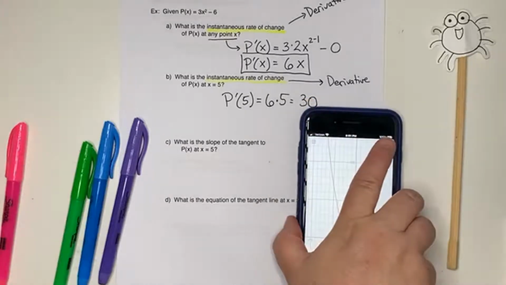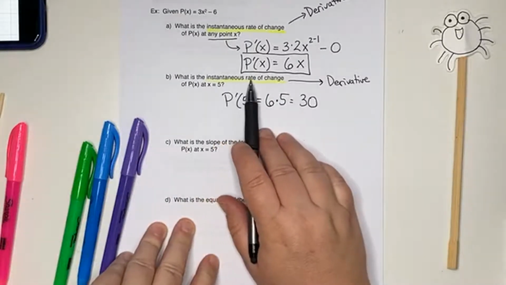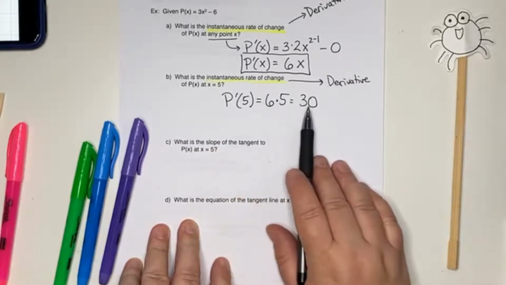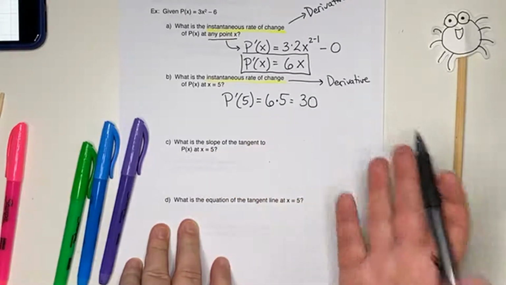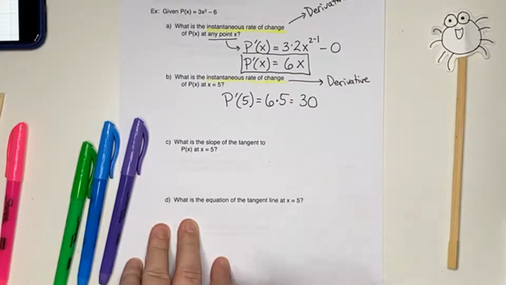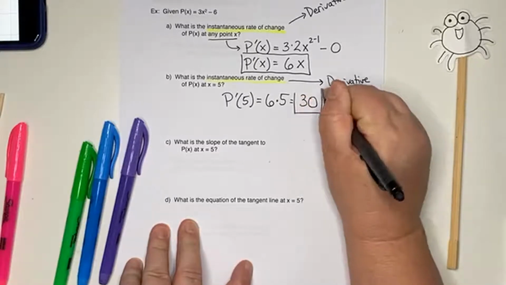And so that's why it's interesting to ask, what is the instantaneous rate of change of p of x at x equals 5? So when x equals 5, we're at 30. And that's it. For this application, we're not told anything more, so there are no units. It's just a number. So it's just the number 30.